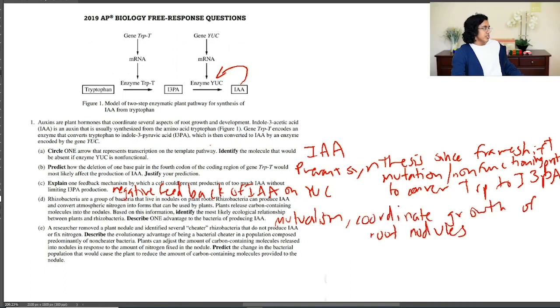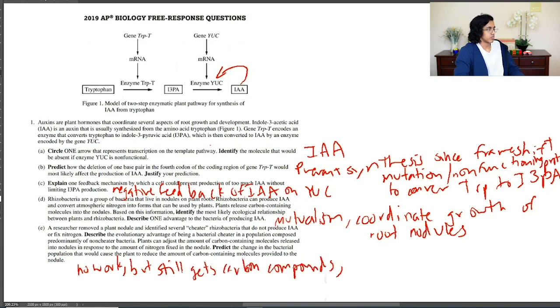And then for E, a researcher removed a plant nodule and identified several cheater rhizobacteria that did not produce IAA or fix nitrogen. Describe the evolutionary advantages of being a bacterial cheater in a population composed of non-cheater bacteria. Well, basically, the other rhizobacteria are going to make all the IAA you need, and then that will form the nodules, and then these cheater bacteria could just get all the carbon compounds from the plant without having to worry about producing all this. So the main advantage is no work, but still gets carbon compounds, basically.